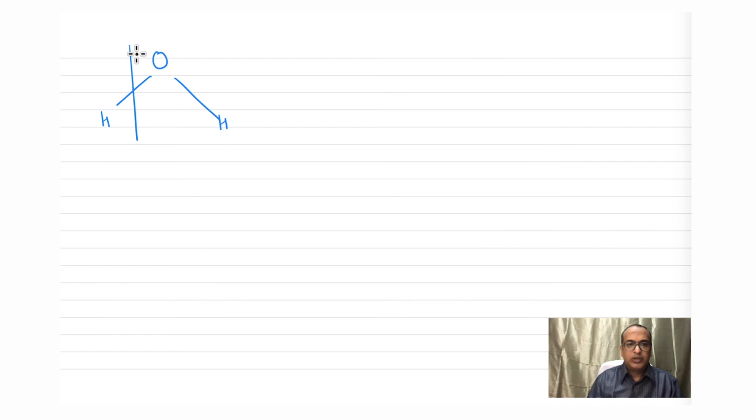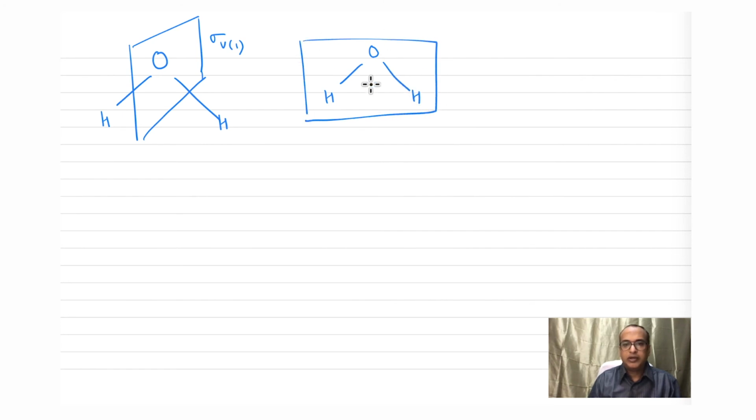One plane was the plane which is reflecting the 2 hydrogens. This is sigma V1. The other plane will be the molecular plane containing all 3 atoms, right? This will be called sigma V2. Now this will not be called sigma H because it is not perpendicular to the principal axis, right? Because both the planes are actually containing the C2 axis here.